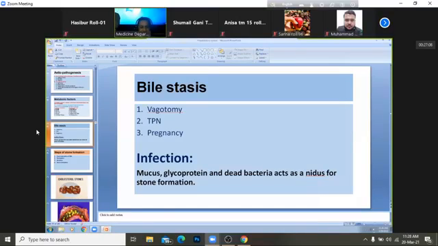Infection can contribute by forming mucus, mucopus, all these things can act as a nidus or center for stone formation.